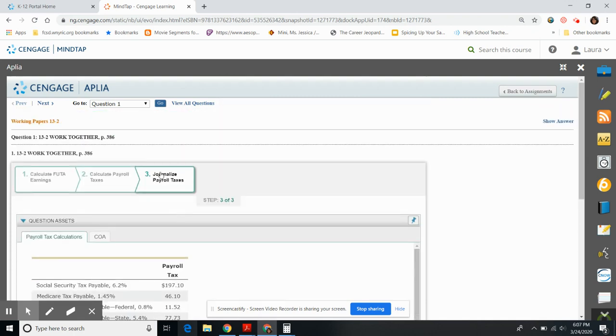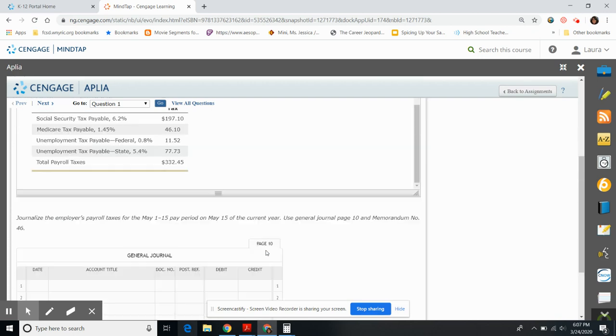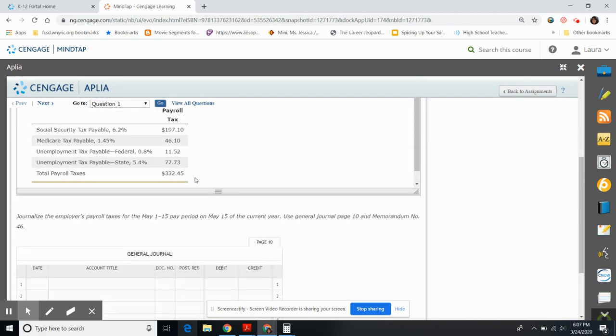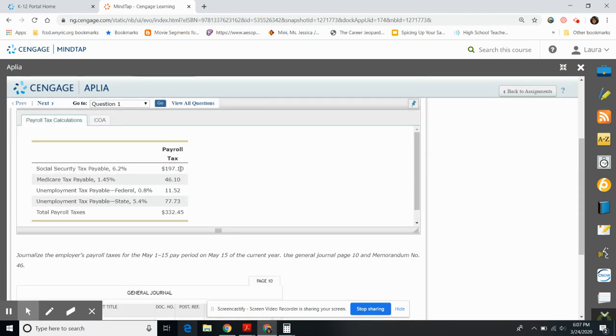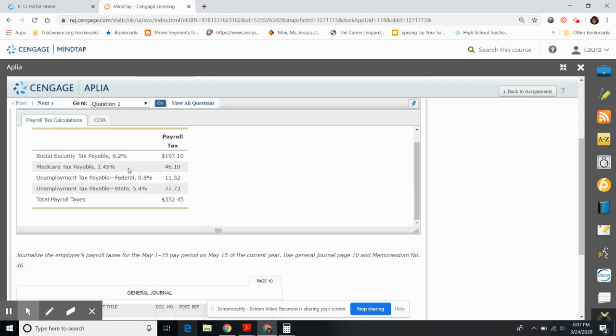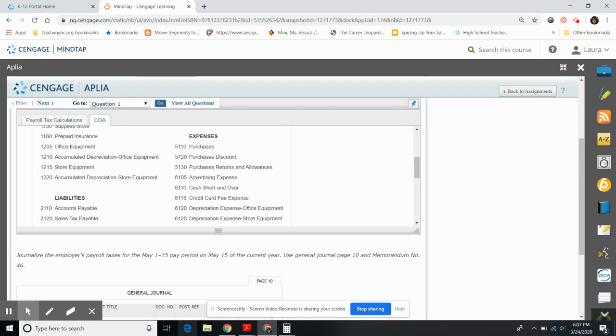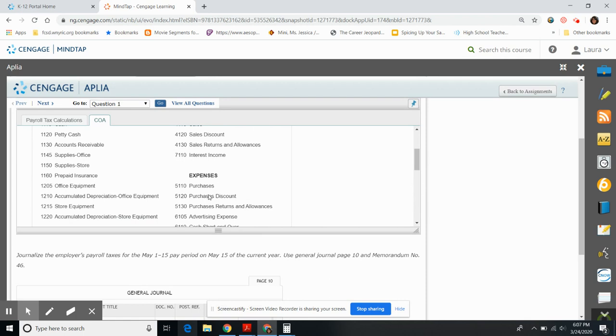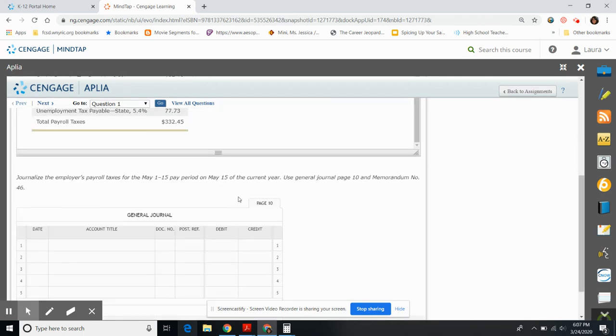Okay, so now I've gone on to journalize the payroll taxes. Here are the calculations they give us previously that we just calculated. So we have all of those same numbers that we just got. It also gives us this chart of accounts, because you're going to need to know the account names and how they should look to journalize it. So it says to journalize the employer's payroll taxes for the May 1 through 15 pay period on May 15th of the current year. And it gives us the memorandum number 46.